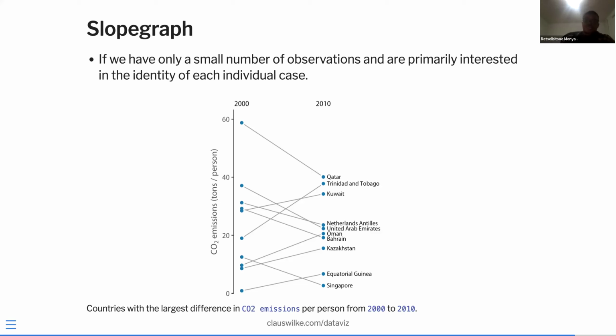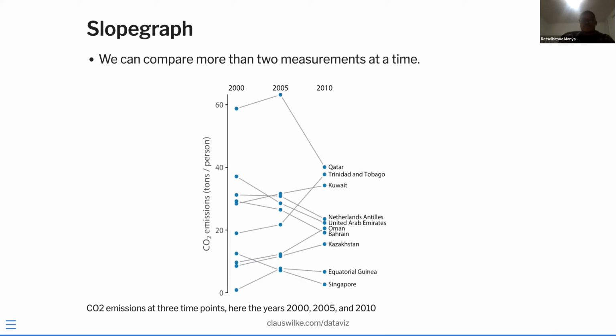Yeah. And then he says with the slope curve, we can compare more than 2 measurements at a time. So you can see that we're still looking at CO2 emissions over time, but rather than just at 2 time points, we can look at, say, 2000, 2005, and 2010. He does note that this now does start to look like a normal line graph. But I would imagine if it was over a couple more years, then you just stick with the line graph. But because it is just about 3 years, then a slope curve still makes sense.